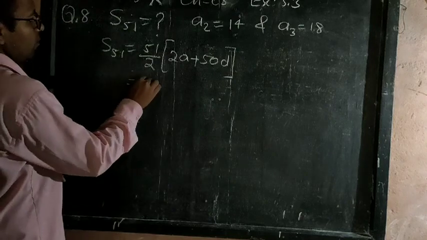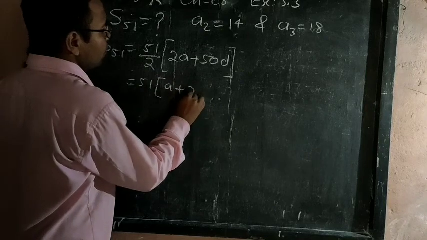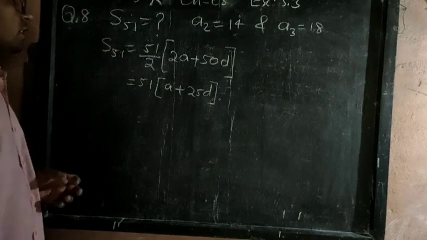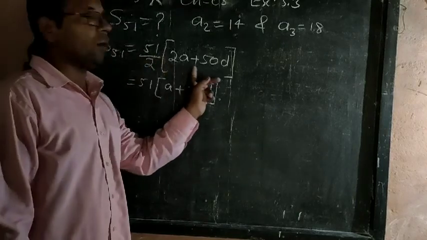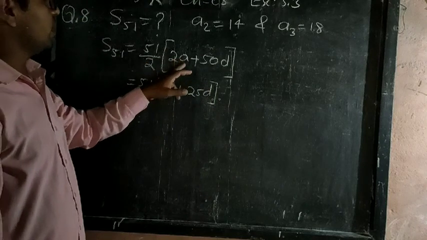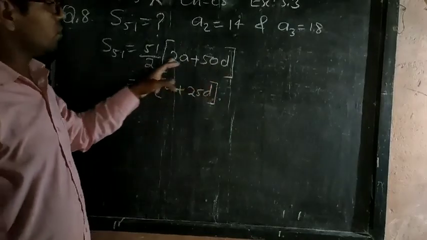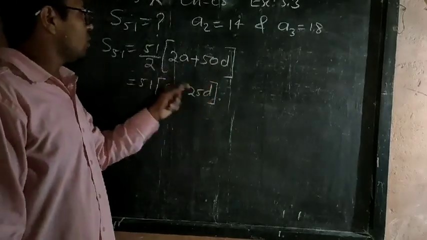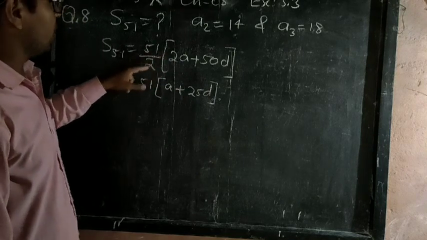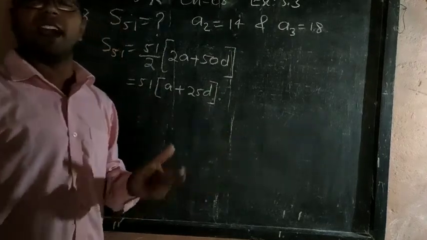So how much will you get here? 51 into (a plus 25d). Once again students, I am explaining here. We have taken the 2 common from these two terms. So 2 we have got outside, so here it will remain a, and from 50 we have taken 2 common, so we will get here 25d. That 2 outside, and in the numerator and denominator the 2 can be cancelled. So how much will you get? 51 into (a plus 25d) we have got here.